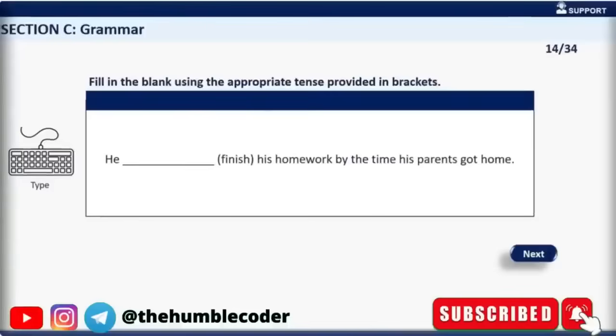Let's move on to the next question now. He dash his homework by the time his parents got home. The correct answer of this question will be, he had finished his homework by the time his parents got home.